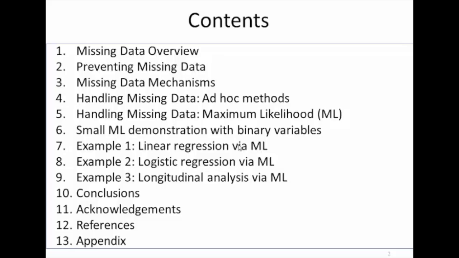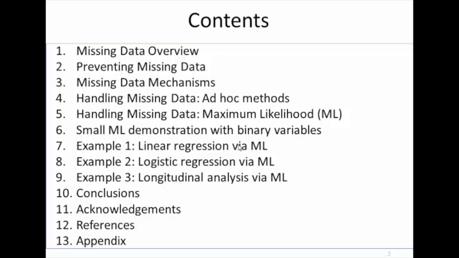Then, because missing data, even with your best prevention efforts, are inevitable, we'll talk about missing data mechanisms, which is how the data came to be missing in the first place. And this is important not just from a pedagogical or theoretical standpoint, although that's kind of interesting, but it's also going to influence how you treat the missing data in your statistical analysis.